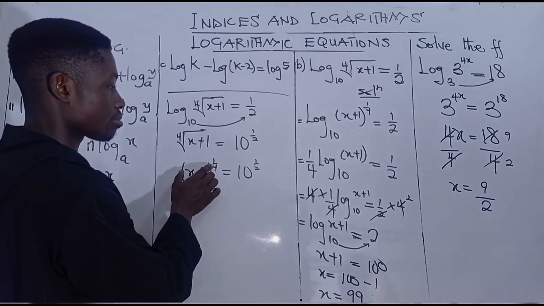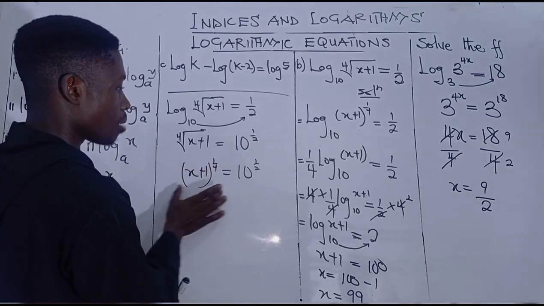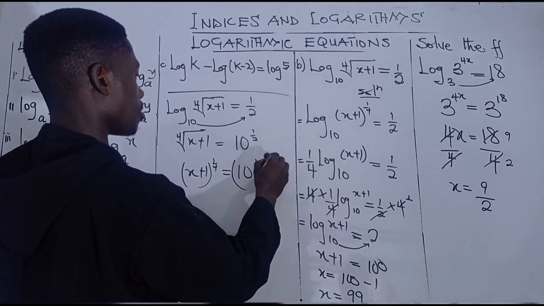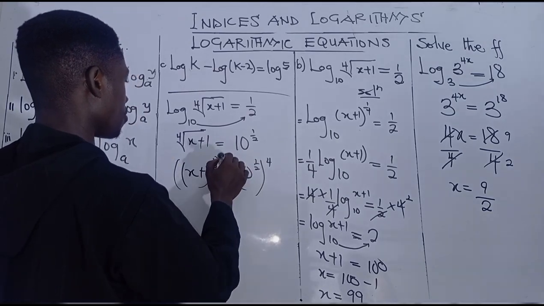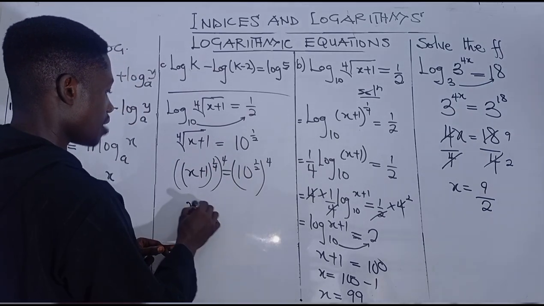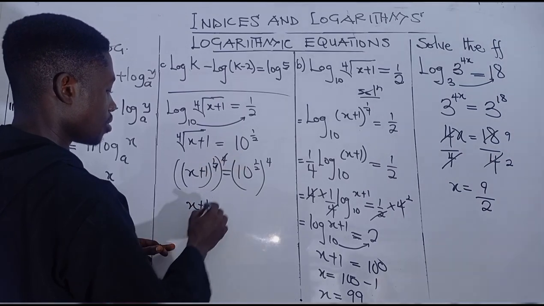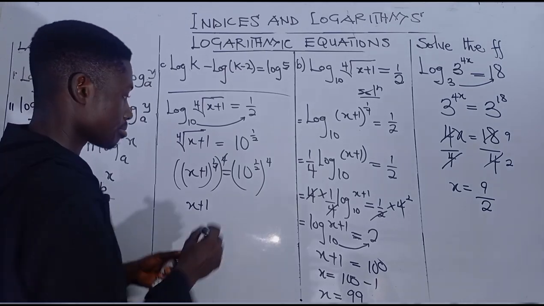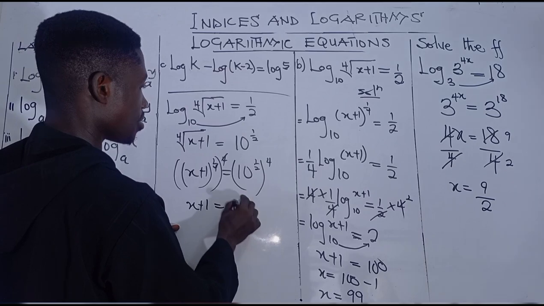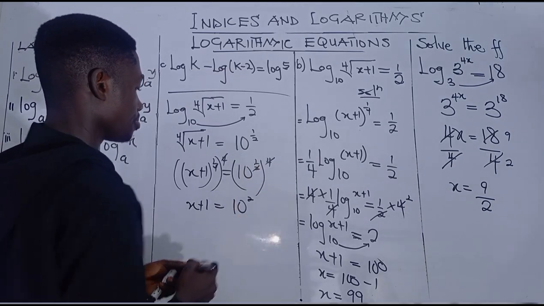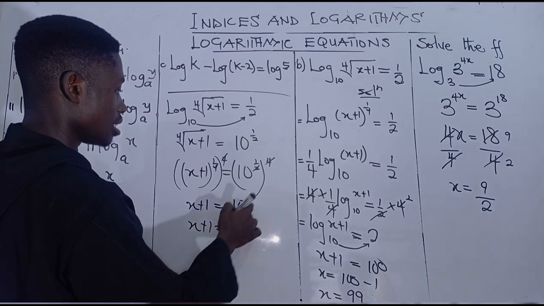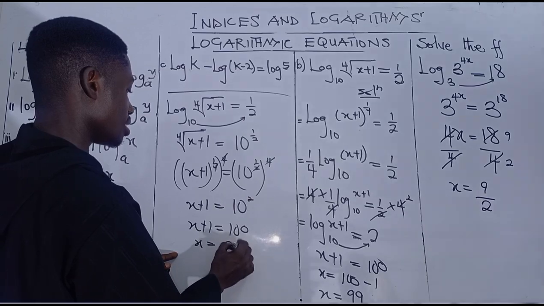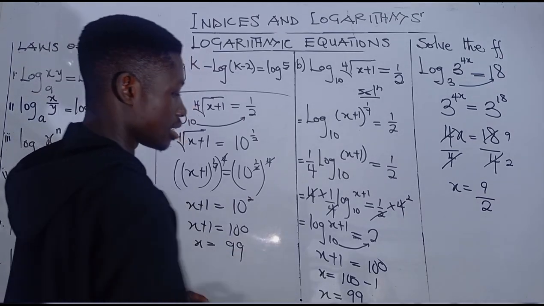Now I want to do away with the 4th root. So what must we do? We can multiply both sides of the equation by a power of 4. So we multiply here by a power of 4, multiply here by a power of 4, so that you have x plus 1, this 4 cancels this 4. We are left with x plus 1 raised to the power 1. And it's the same as this. And this is going to give us 10 raised to the power, this will cancel this, we have 2. So we have x plus 1 equal to 100. We are looking for x. Our x is equal to 99. As easy as that.